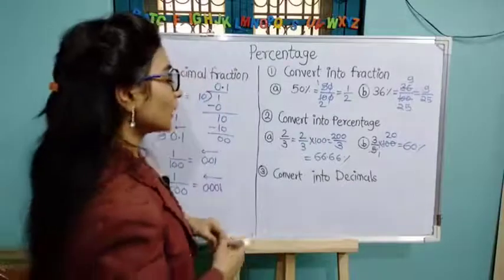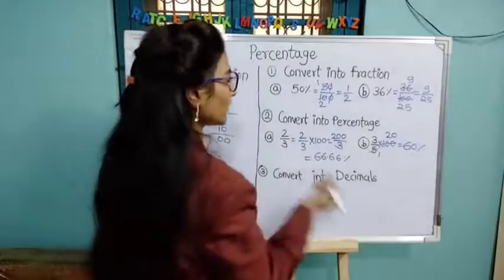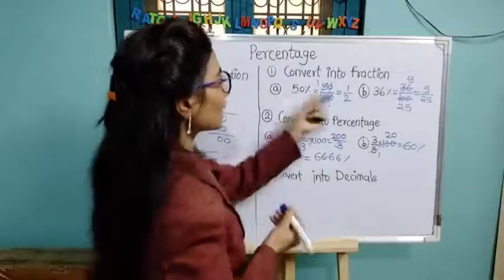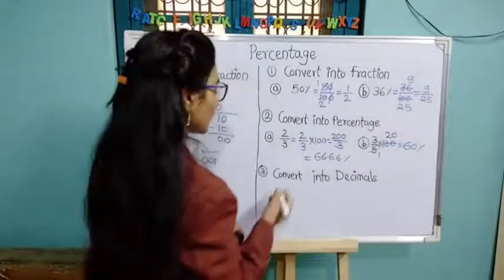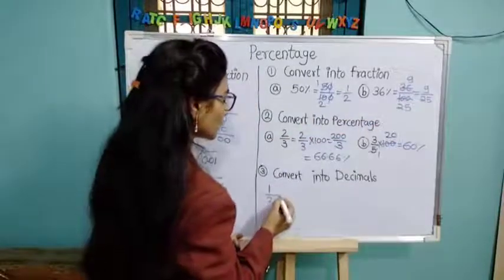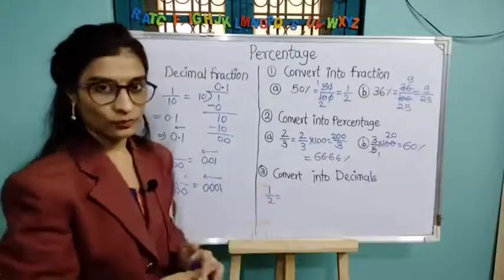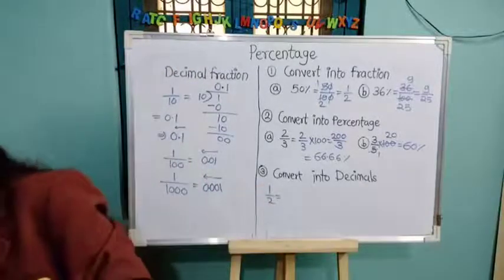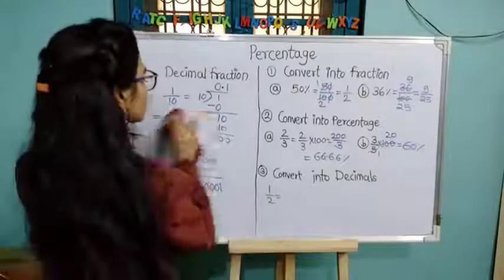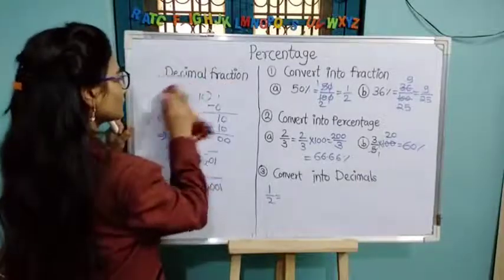Next we have to convert into decimals. So we will take this example now. So 1 by 2. How to convert 1 by 2 into decimal form? For that we have to divide 1 by 2, meaning 1 is the dividend and 2 is the divisor.